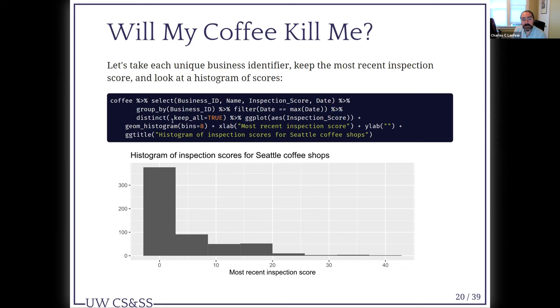Then I get distinct rows. So what this is gonna do here is make sure I don't have any duplicate rows within each business. Then I just plot my inspection scores as a histogram. And we see here, as one would hope, most coffee places don't have any health code violations at all because they're serving coffee. But somehow there are coffee shops out here with 40 plus violation points, which is pretty incredible. I mean, maybe those places also serve a lot of other things or something, but that seems like a lot. Okay. So anyway, some out there might poison.